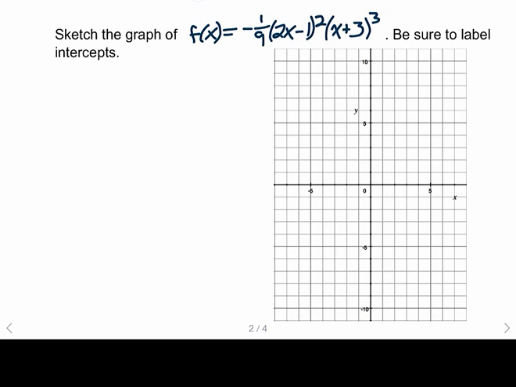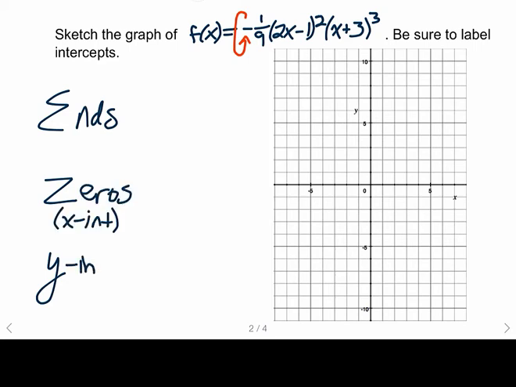For our last example, we're going to sketch the graph of f of x is equal to -1/9 times the quantity of 2x minus 1 squared times x plus 3, the quantity cubed. First thing I notice, the coefficient in the front is -1/9, and so whatever I'm expecting, it's going to be upside down. Now, we're going to graph the easy way, which means we're looking at behavior at the ends, behavior due to zeros at the x-intercepts, and the y-intercept.